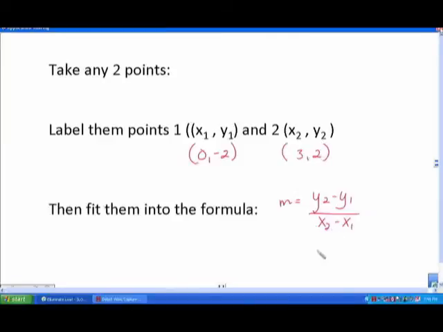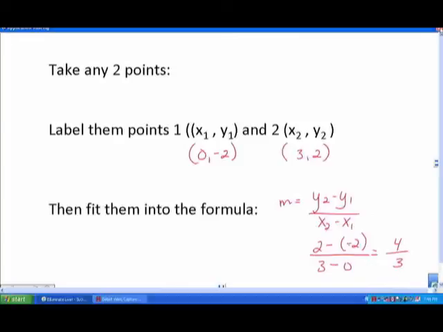And we'll fit in: y2 is 2, minus y1, negative 2. Don't get those two negative signs confused. That's a very common mistake students make. They get the negative of the value confused with the minus sign in the operation. So let's go on. x2 is 3 and x1 is 0. That's 3 minus 0. Solving that, 2 minus a negative 2 is 4, and 3 minus 0 is 3. And as you recall, the slope of our first line was 4/3.